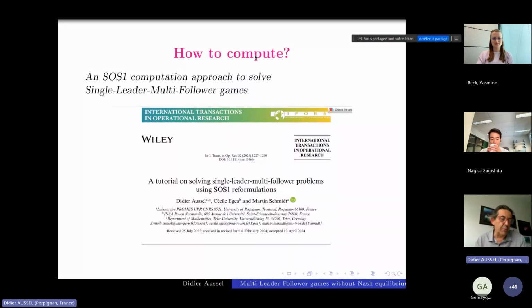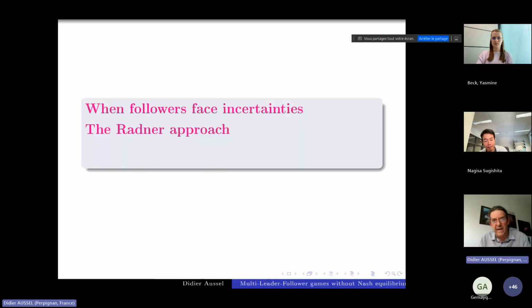It is a very large method to solve single leader multi-follower games as soon as your constraints at the follower level are linear. Then you can use this method. It is without big M. It is very easy to compute, and actually, even in this paper, it is kind of a tutorial. We give some codes to solve these single leader multi-follower games. So do not hesitate to use it. Right, but now I will change and I will forget about Nash.